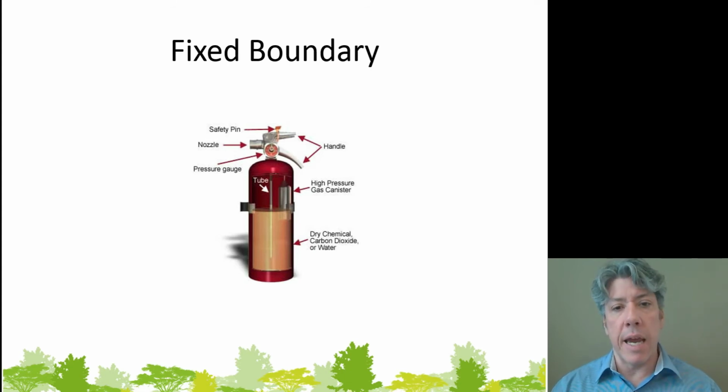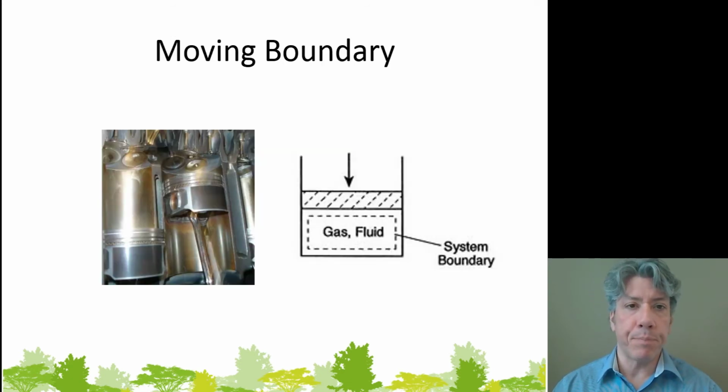Now obviously, as the chemical flows out, if we take the chemical itself as the system, then as it flows out, that upper boundary moves down, right? So that's a moving boundary. But the simplest system might be just one that's a fixed boundary system.